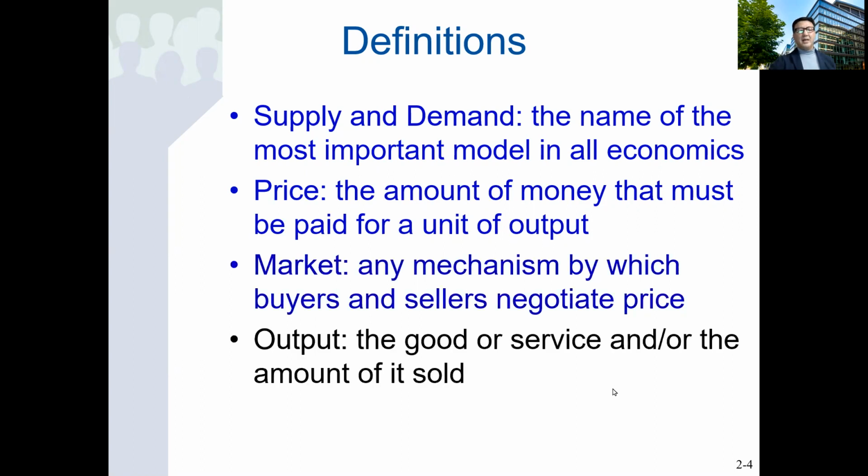And an output is the goods or services and the amount that is sold. We're not only going to be talking about goods or actual physical items, but also about services. So the supply and demand model is applicable not only to goods, but also to services as well. That intangible stuff.